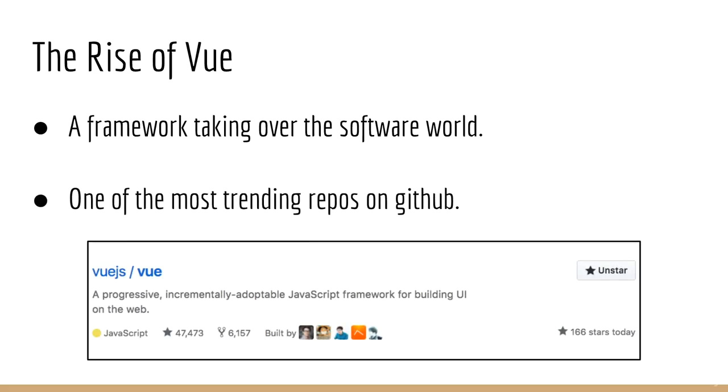Its code repository online is one of the most trending repos on GitHub, and although it just came onto the scene last year in 2016, it almost has as many stars as a widely popular framework, React JS.